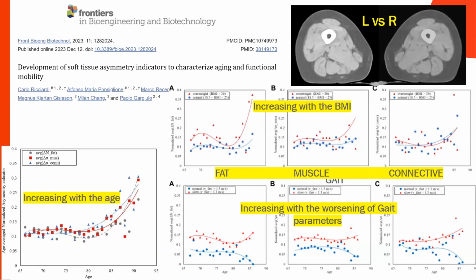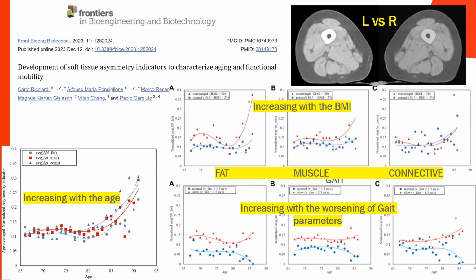Recently, we also have been demonstrating that comparing left and right cross-sectional data, so the mid-thigh from the left and the right, the level of asymmetry, so the differences of this profile between left and right, they are also related to aging. So you can see that while the subjects are aging, the level of asymmetry increases.